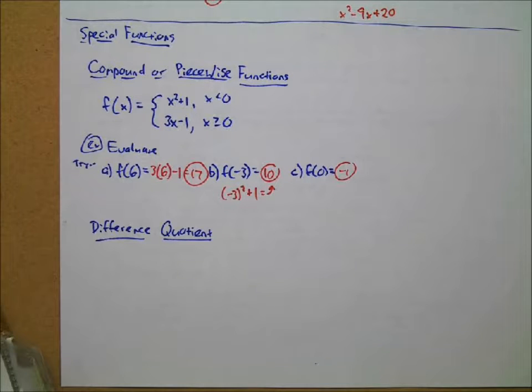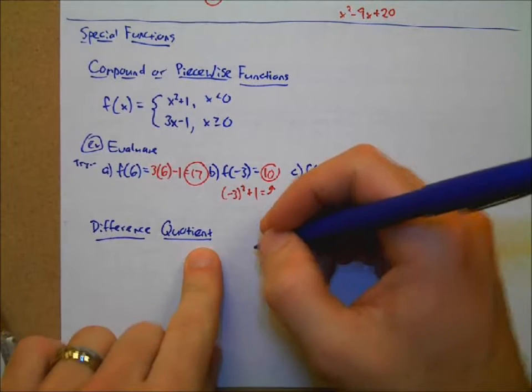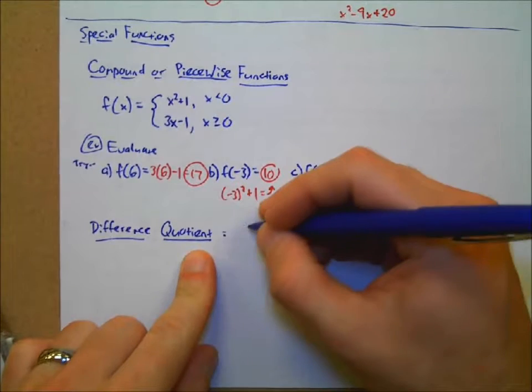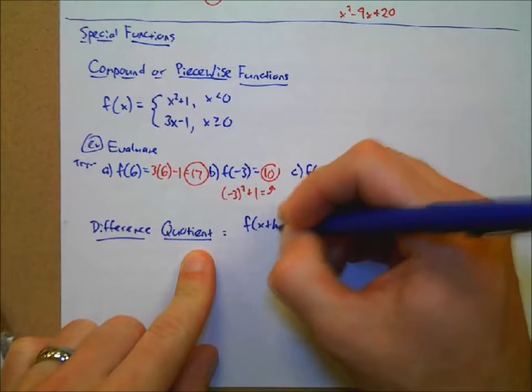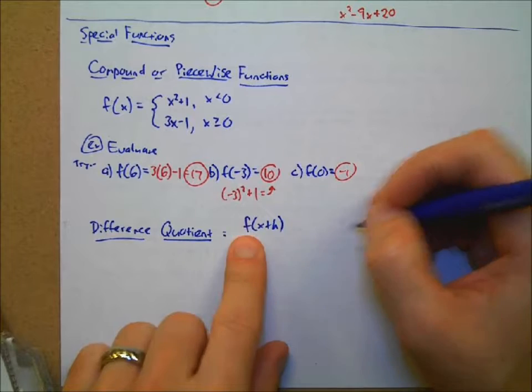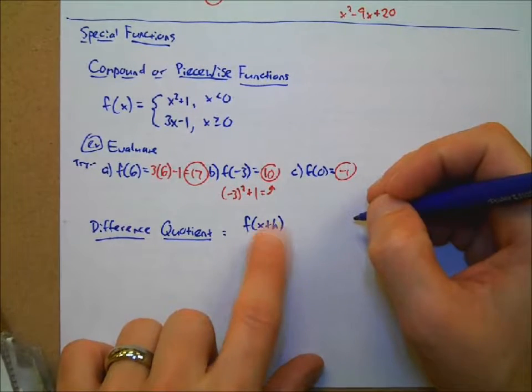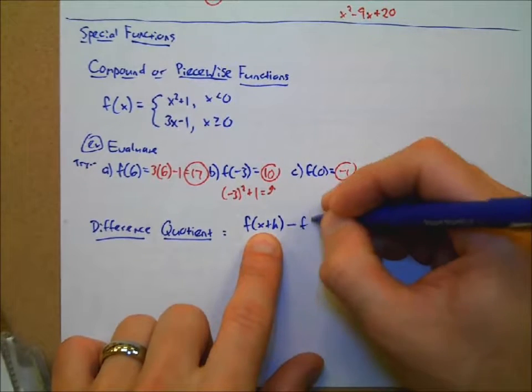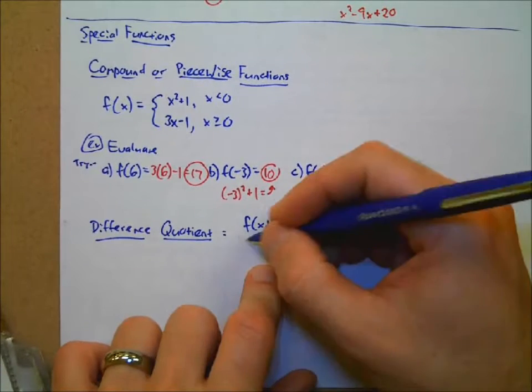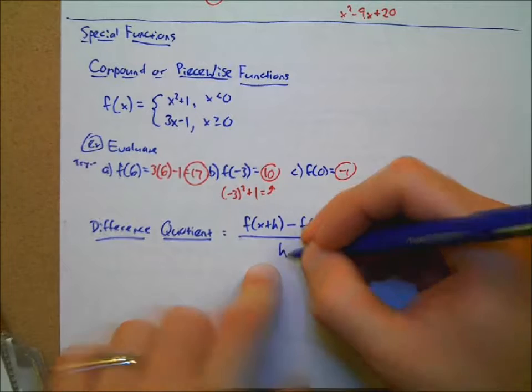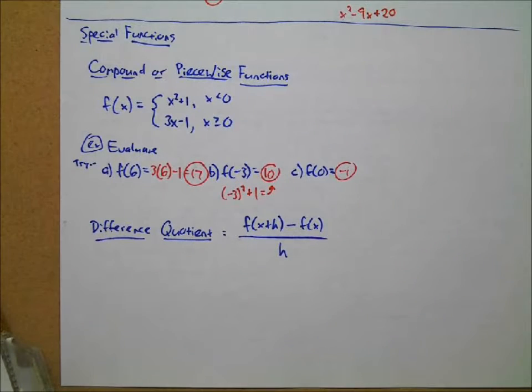So let me show you what the setup is for a difference quotient. It's nothing really fancy. It's just taking your function, whatever that happens to be, evaluating it at x plus h, subtracting the original function, f of x, from that, and then dividing all of that by the variable h. So there are two variables that you're going to have when you evaluate a difference quotient, x's and h's.